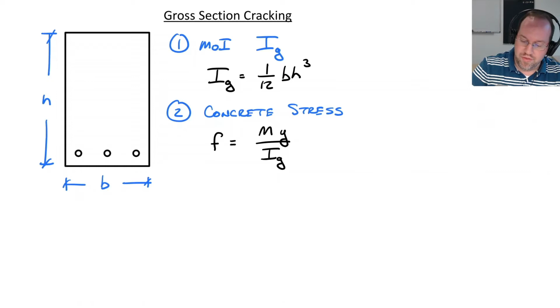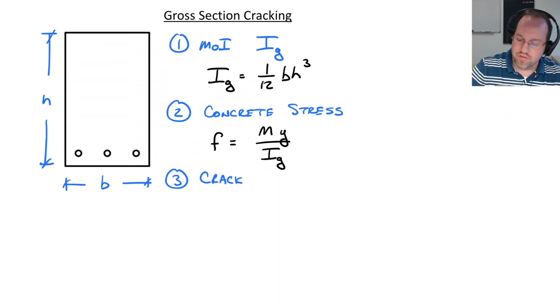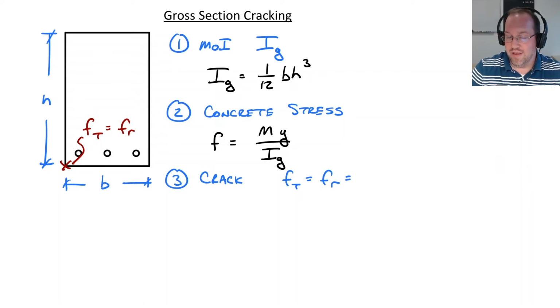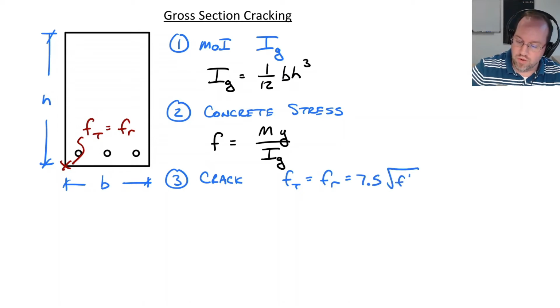Next, I want to check when this thing is going to crack. And we're going to crack when my stress f at the tension face is equal to something called f_r, the modulus of rupture. Now, in this case, my tension face is down here at the bottom, so I want f at my tension face equals f_r. And that modulus of rupture, if we look in ACI 318-19, specifically section 19.2.3.1, we'll find that this is 7.5 times the square root of f'_c, where f'_c is my concrete strength in compression.